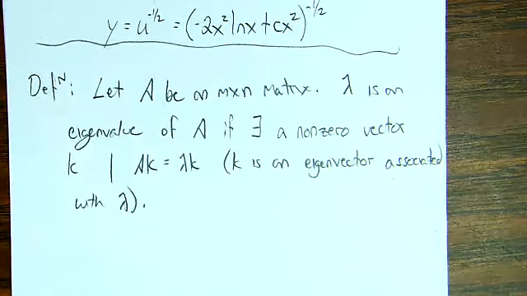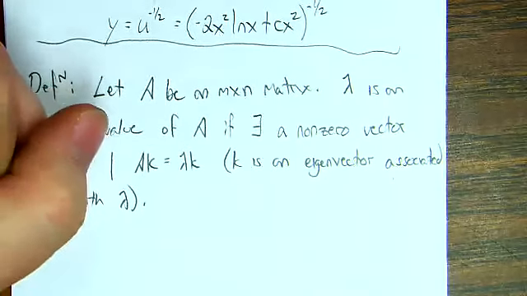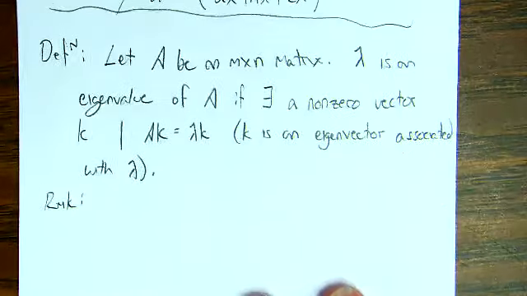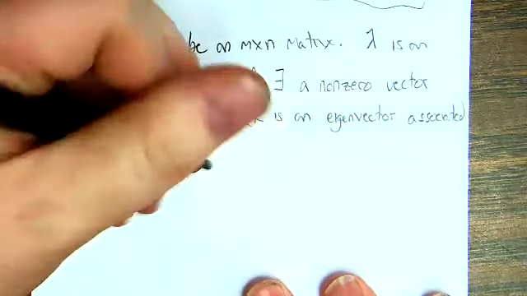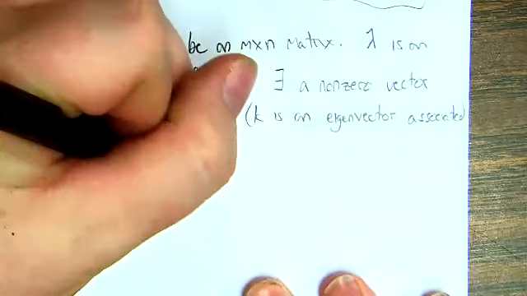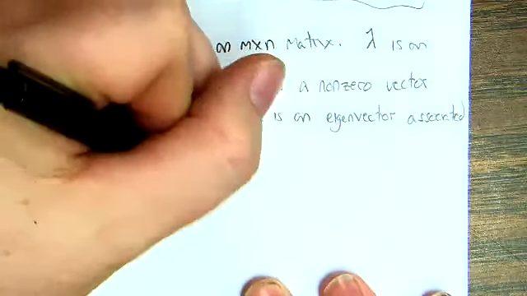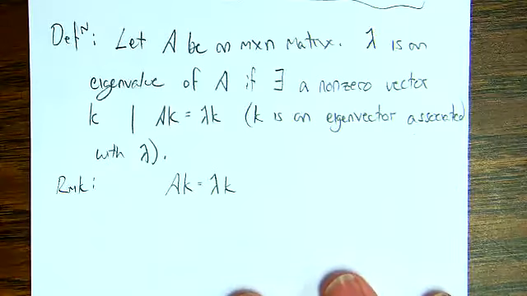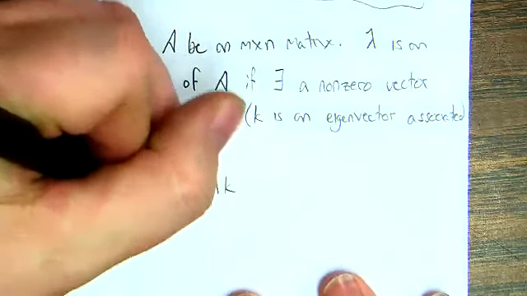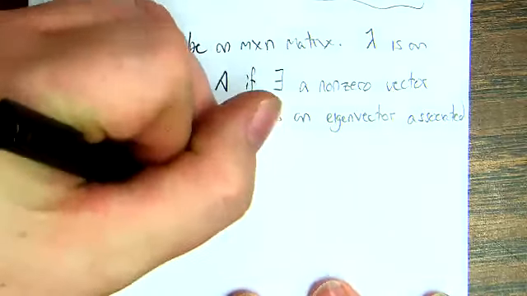So it's great to have the definition. The definition actually gives us an idea about how to find these values. So we'll make a remark here. The only requirement that we have is that for some vector K, AK is equal to lambda times K. Which means that AK minus lambda K is equal to 0.